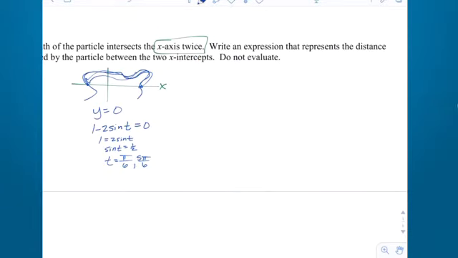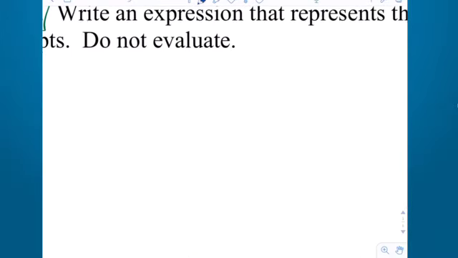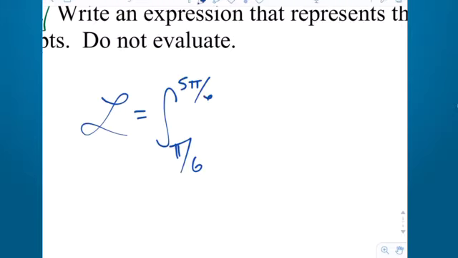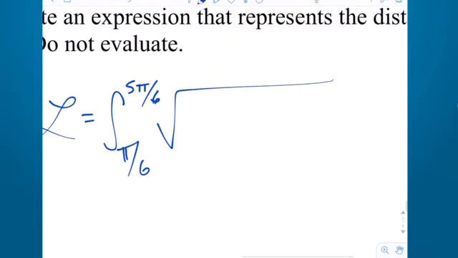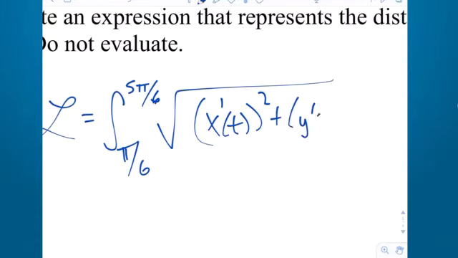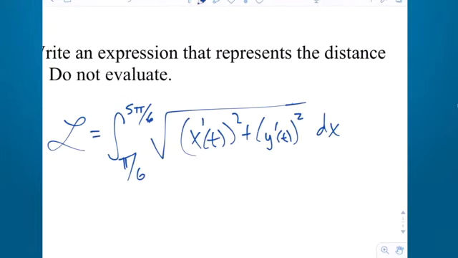So now I can rephrase the question. I'm really now just trying to find the arc length, or the distance traveled by this particle from pi 6 to 5 pi 6, right? So what do we need for the formula? Well, let's call it L. It's going to be the integral from pi 6 to 5 pi 6 of the speed function, which is the square root of x prime squared plus y prime squared. That's your parametric arc length. It's also the distance traveled, because there's your speed function, right?